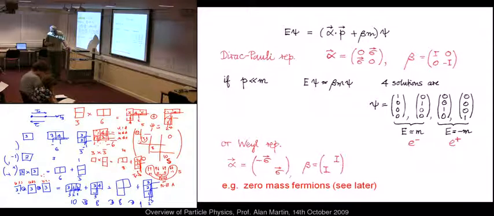And the 4 solutions now are just beta: 1, 1, minus 1, minus 1. So we've got 2 eigenvalues 1 and 2 eigenvalues minus 1. And so here are the 4 solutions. I've just written them out. The top ones have got the energy equal to m, and the bottom 2 have got the energy equal to minus m.